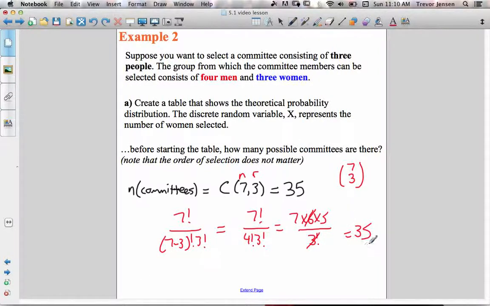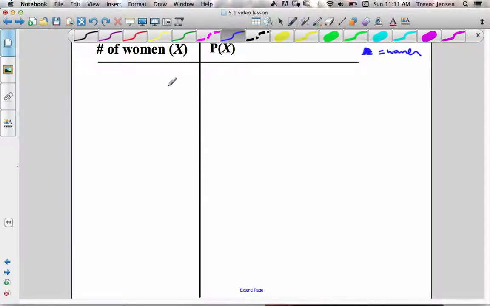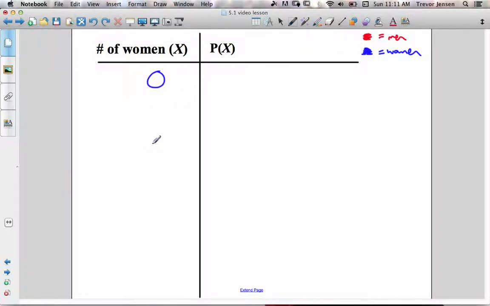So there are 35 total different groups of 3 I could make from the 7 people that I had to choose from. And also keep in mind I'm using combinations because we're assuming the order of the people in the group does not matter. Okay, and when the order doesn't matter, we use combinations. Okay, so number of women on the committee. We've established, okay, so since we're going to do blue for women, I'll use blue over here. Number of women on the committee. There could be no women on the committee. There could be 1, there could be 2, or there could be 3 women on the committee.